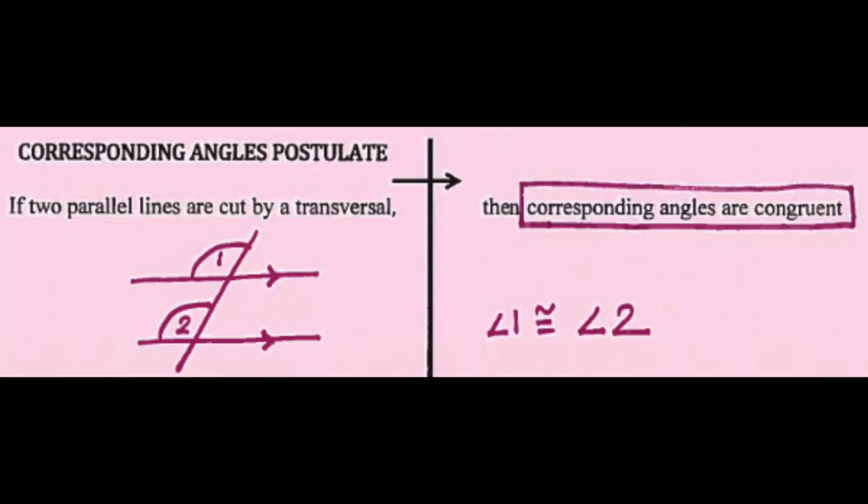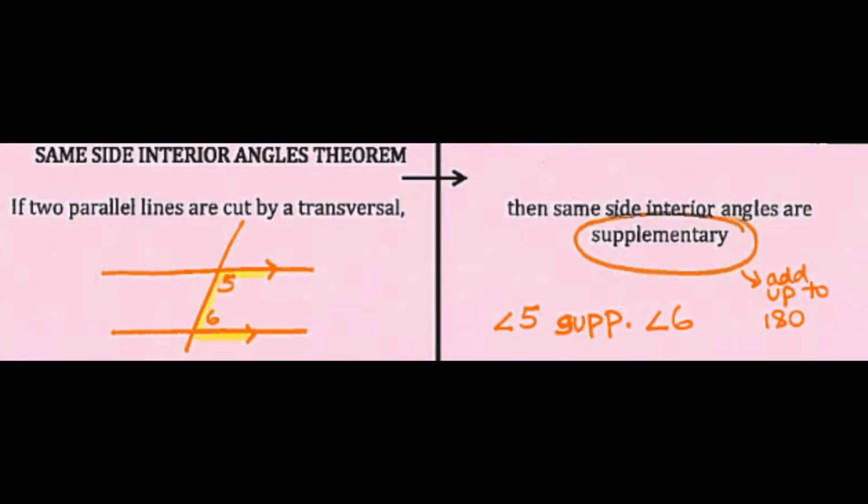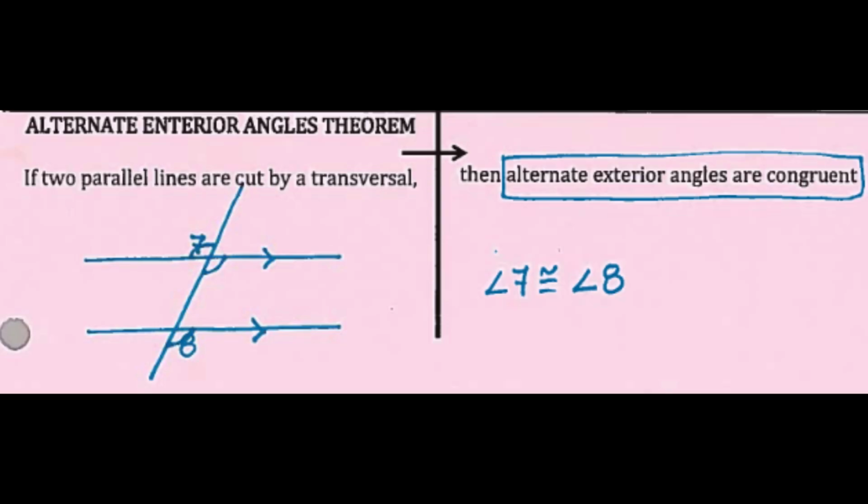The corresponding angles postulate states if two parallel lines are cut by a transversal, then the corresponding angles are congruent. The alternate interior angles theorem states if two parallel lines are cut by a transversal, then the alternate interior angles are congruent. Same side interior angles theorem states if two parallel lines are cut by a transversal, then same side interior angles are supplementary. The alternate exterior angles theorem states if two parallel lines are cut by a transversal, then alternate exterior angles are congruent.